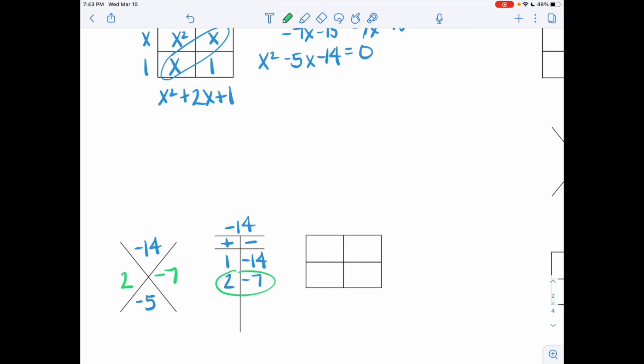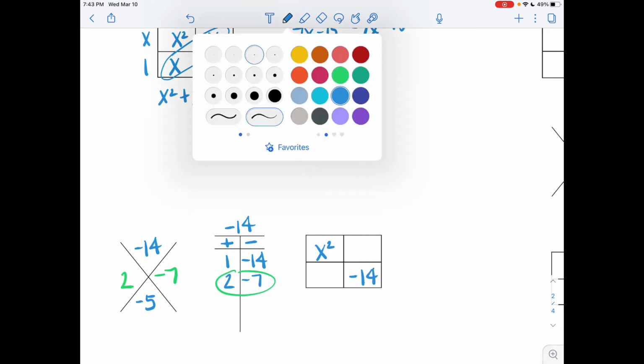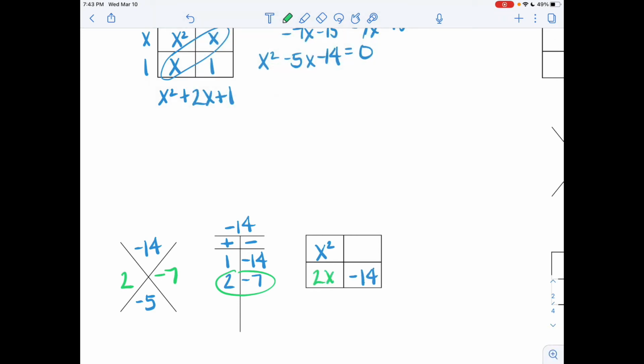We can then fill in our box of our x box. First term here, last term here, and then our new factors that we just found, 2x and minus 7x, and we want to find a greatest common factor along each row and then each column. So x squared and negative 7x is going to be an x. 2x and negative 14 will be a 2. Going down, x squared and 2x, that will be an x. Negative 7x and negative 14, well, that will be negative 7.